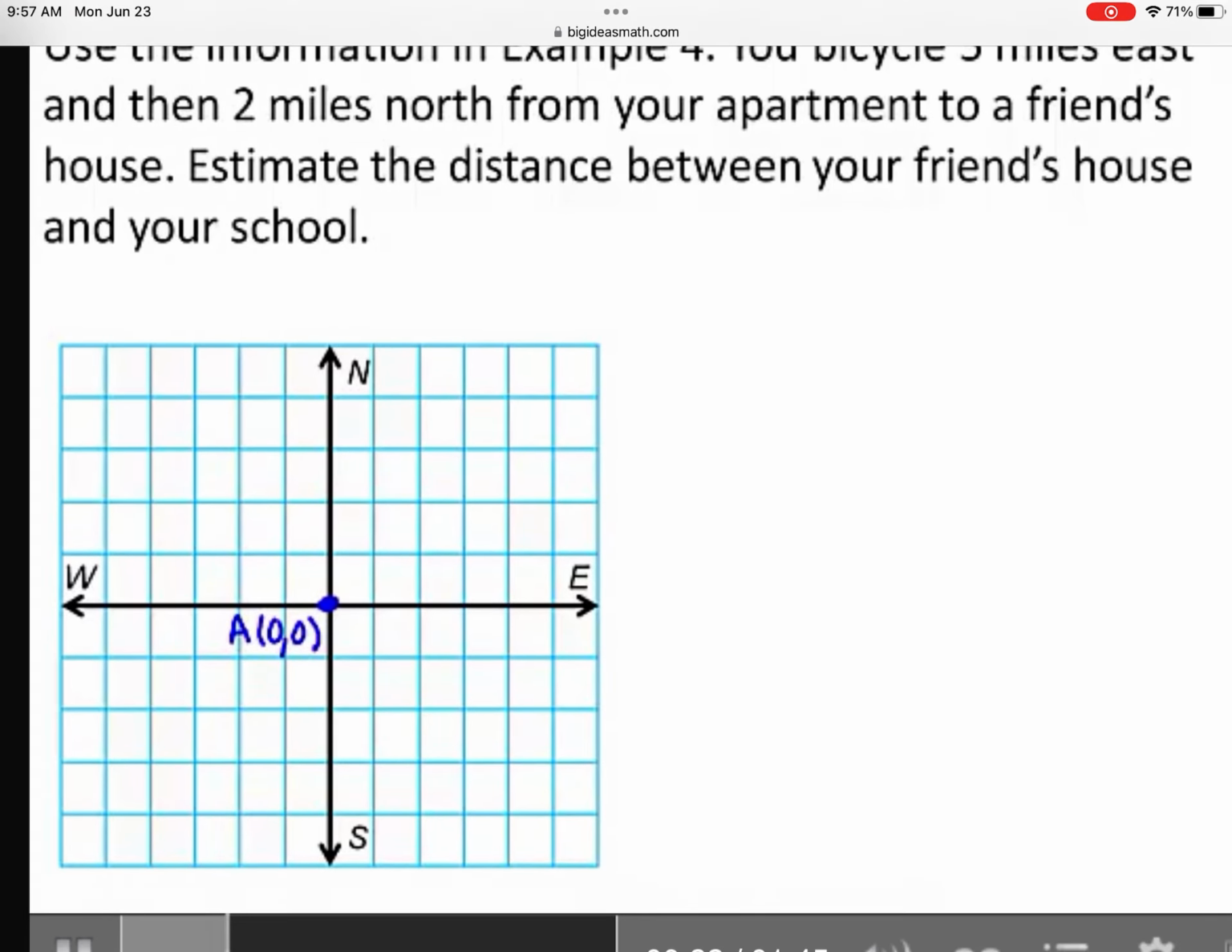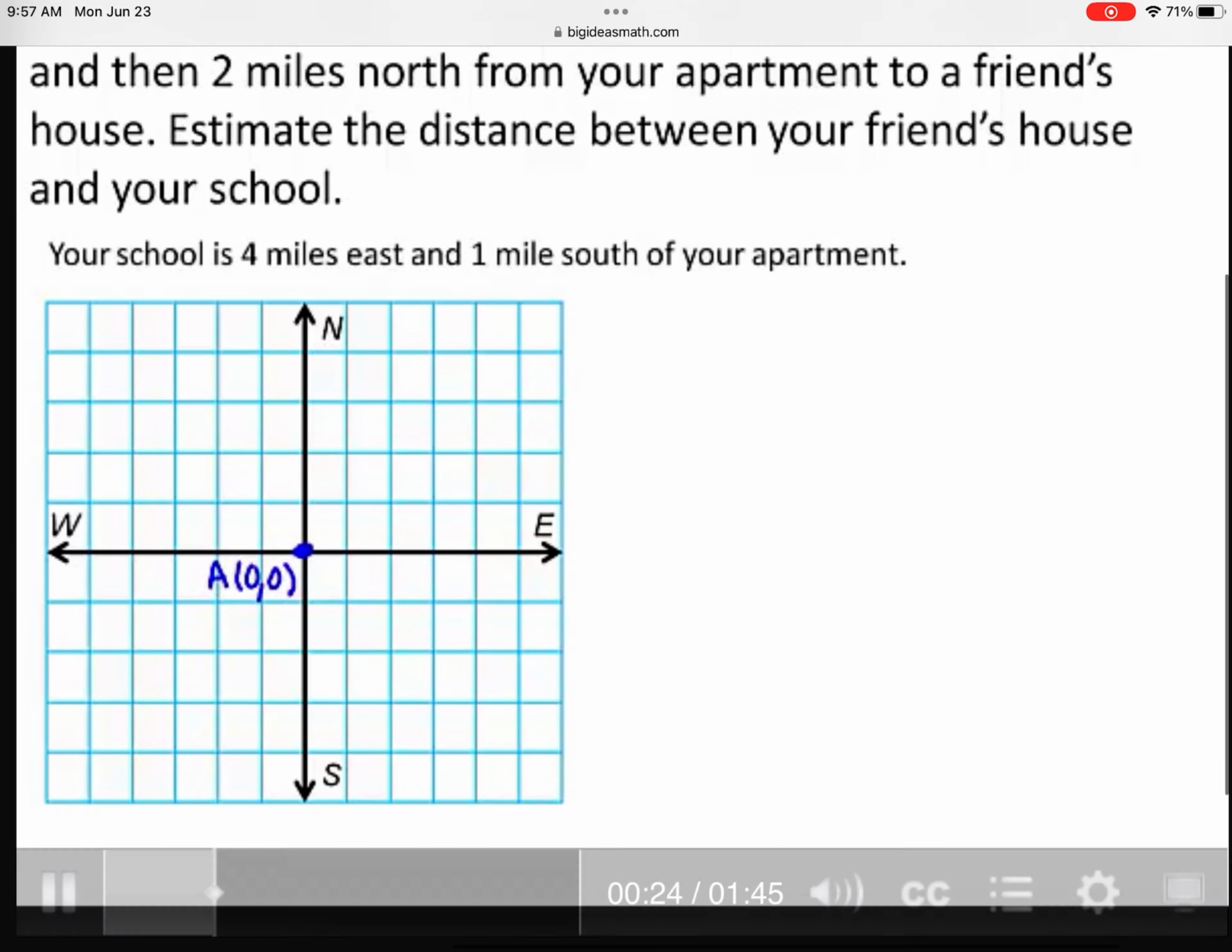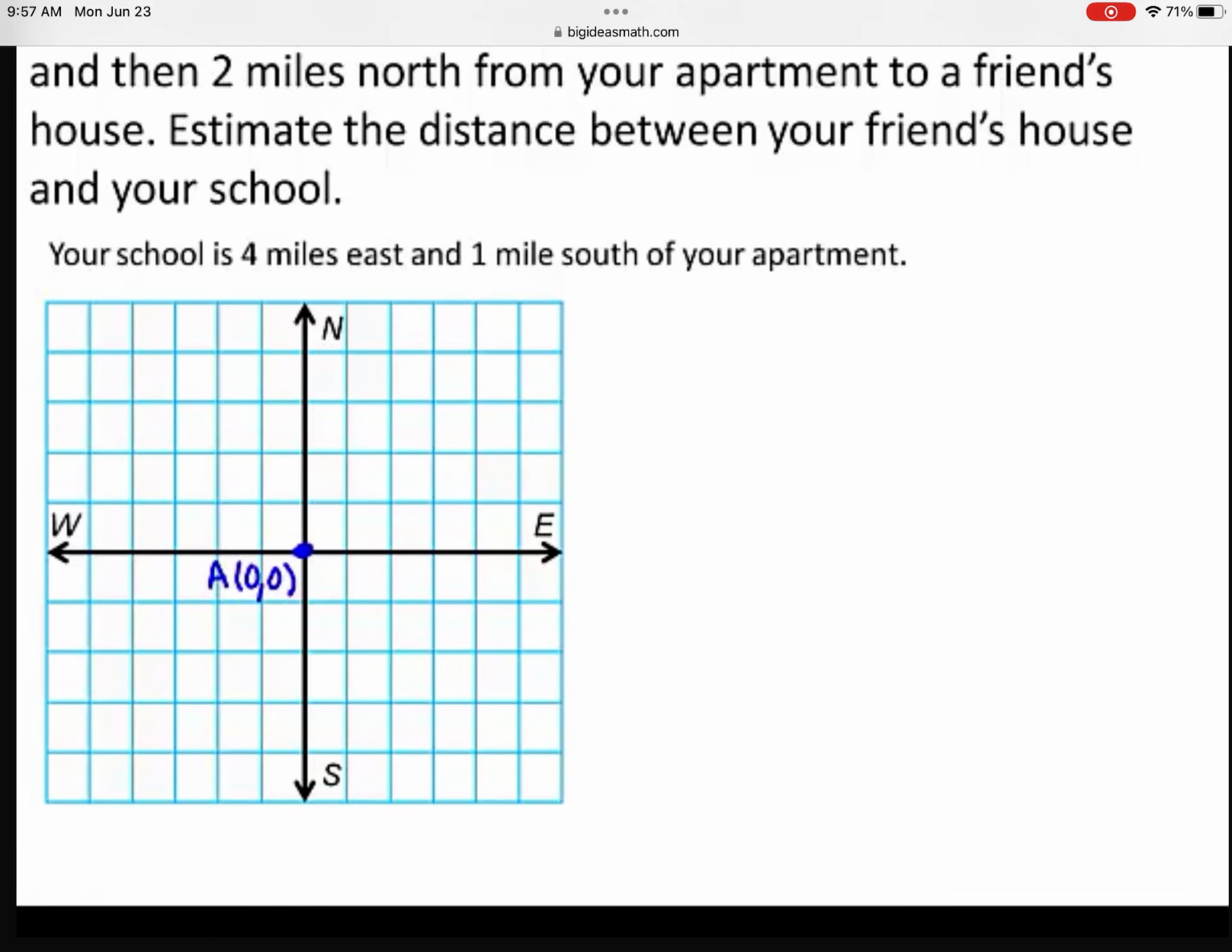Now, in example 4, you are told that your school is 4 miles east and 1 mile south of your apartment. This location can be represented on the coordinate plane by the point S(4, -1). Also, in this problem, you are told that you bicycle 5 miles east and then 2 miles north from your apartment to a friend's house. This location can be represented on the coordinate plane by the point F(5, 2).